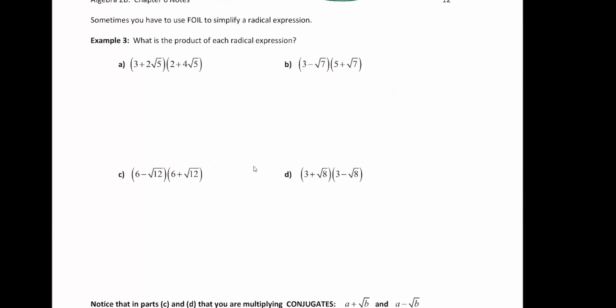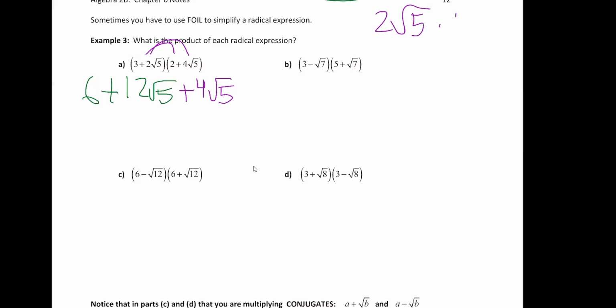Okay, so when you're foiling, let me do a couple. There are a couple tips. When you foil, 3 times 2 would be 6. When you multiply this, you just multiply the outside number. So 3 times 4 would be 12 radical 5. When you multiply this second part, 2 radical 5 times 2 would be 4 radical 5. But for this last part, 2 radical 5 times 4 radical 5, multiply the outside numbers, so that would be 8.